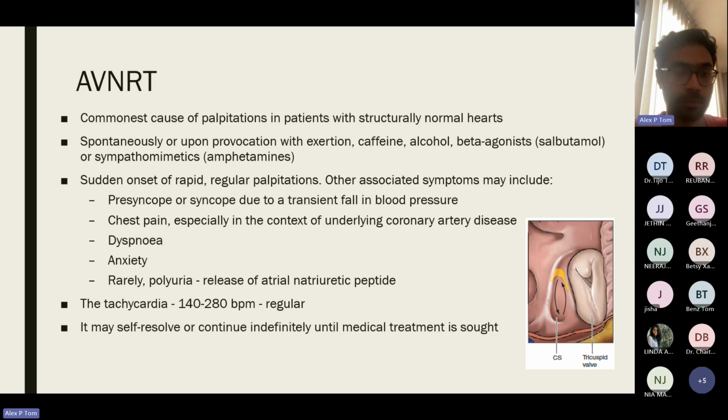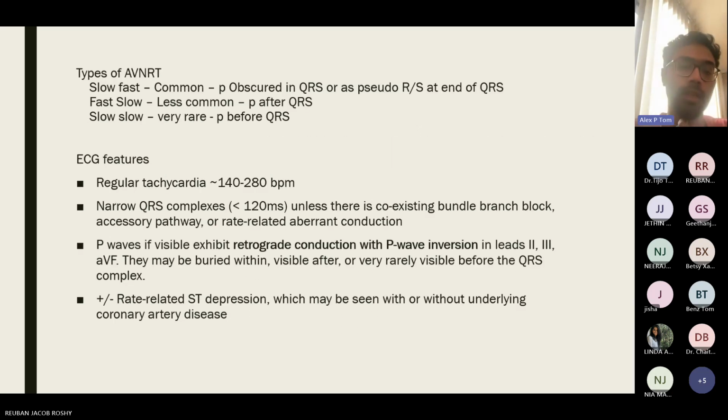Okay, so types. So there are slow-fast, fast-slow, and slow-slow types. And in all these, what happens in a slow-fast is basically there will be a P wave that's obscured in the QRS complex, or a pseudo R or S at the end of the QRS complex. I'll show you the ECGs and you'll be able to see an example of it.